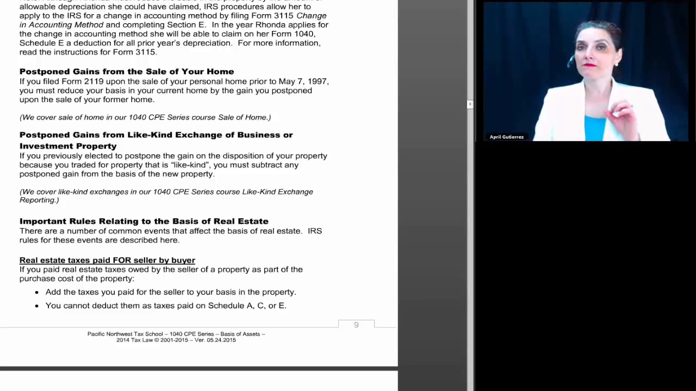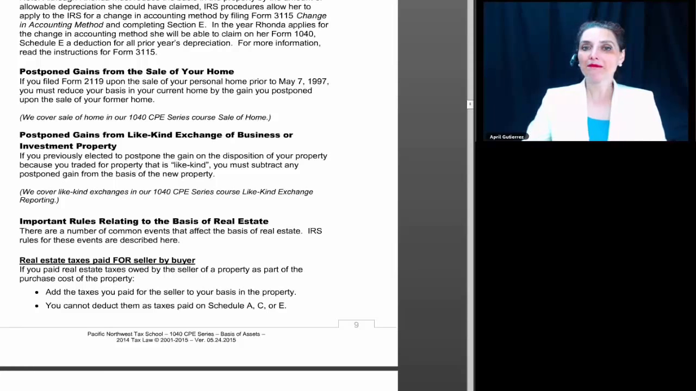And so it is perfectly possible to have someone come into your office who is now selling a home that they purchased prior to May 7, 1997, and that prior to the purchase of that home, they actually sold another home and postponed gain on the sale of that other home as they purchased the new home. And that's information that you have to factor in.